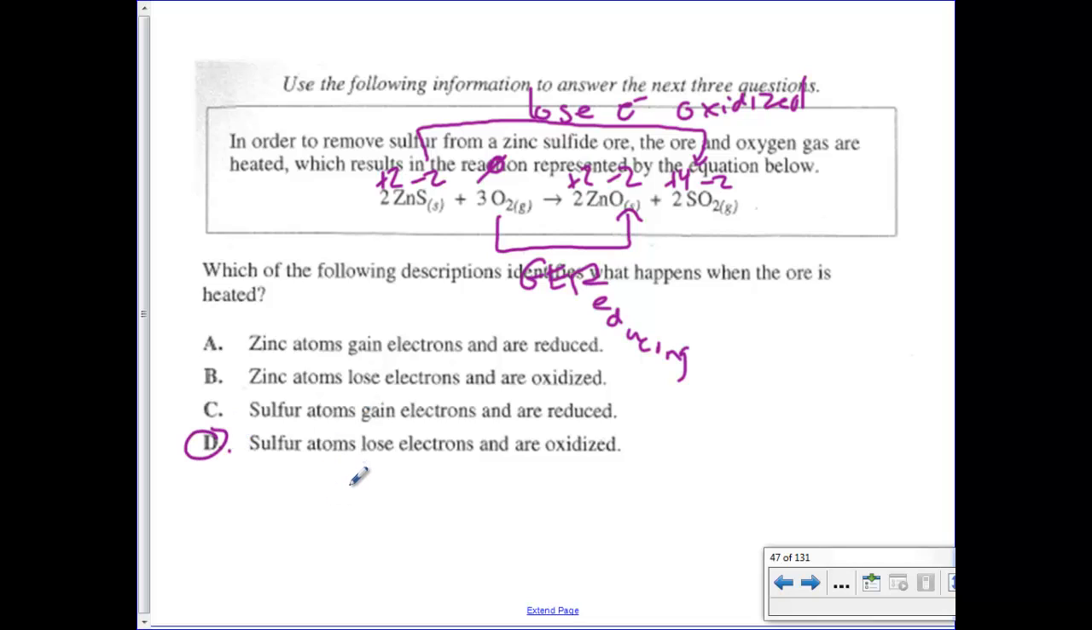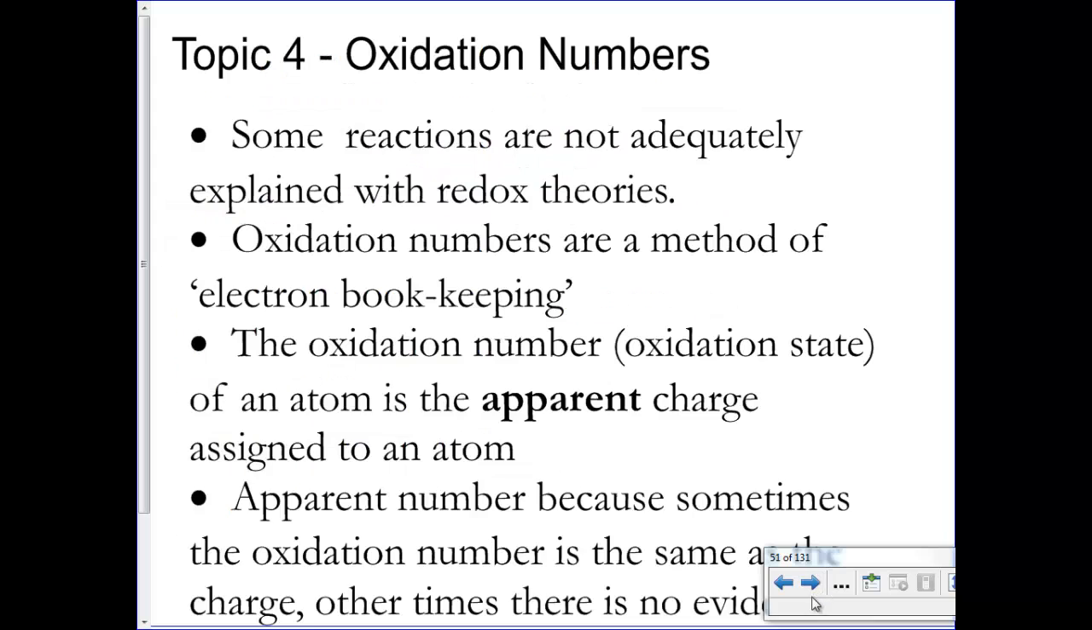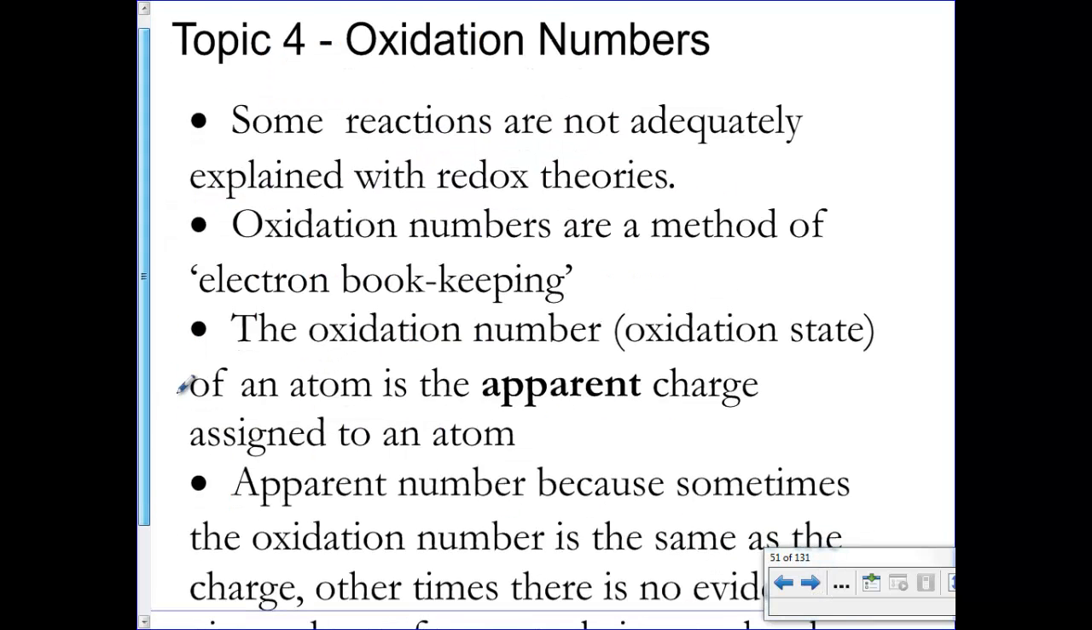Does that make sense? I've actually shown you this before. I just never called it oxidation numbers. So let me walk you through some basic notes on them. Oxidation numbers are considered to be a way of electronic bookkeeping. It's very similar to charges. Sometimes you might see the word apparent charge.